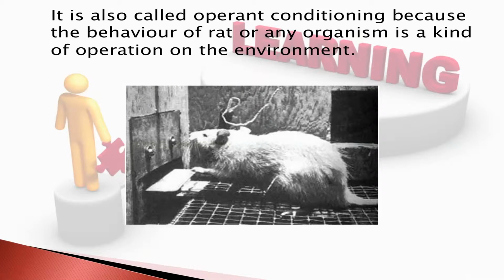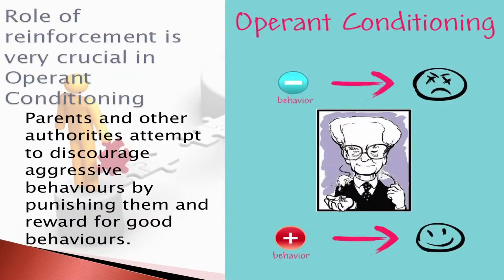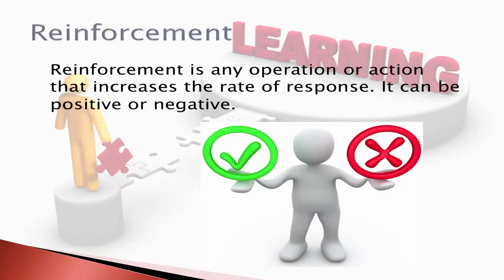It is called operant conditioning because the behavior of the rat, or any organism, is a kind of operant on the environment. Do you know that the role of reinforcement is very crucial in operant conditioning? For example, parents and other authorities attempt to discourage aggressive behaviors by punishing them and reward good behaviors. Now, let us learn about the different types of reinforcements.